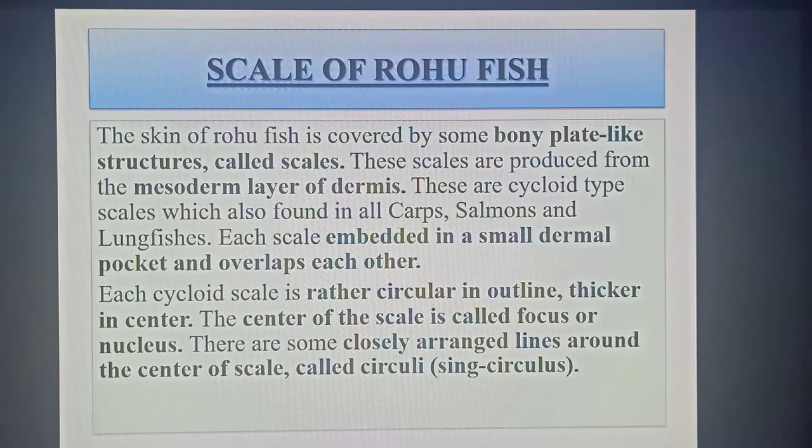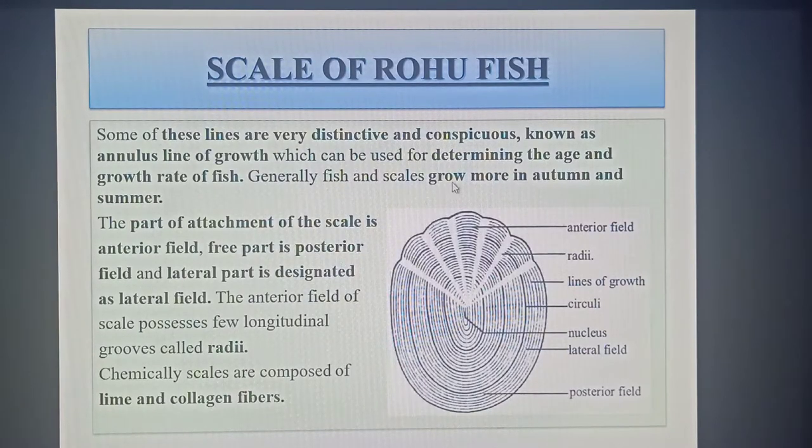There are some closely arranged lines around the center of the scale, and these closely arranged lines are called circuli, and in singular number it is called circulus. Look at the figure. This is the cycloid scale of roe fish. It is circular in outline and thicker at the center.